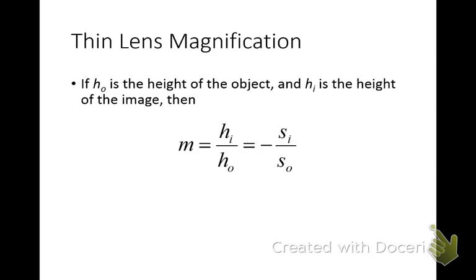So, for the example of a thin converging lens, which is really all that we had time to get to, it produced an upside-down inverted image. So HI is negative, the magnification is also negative. The magnification can be bigger than 1 if the image is taller. It can be smaller than 1 if the image is shorter. And that about wraps it up.